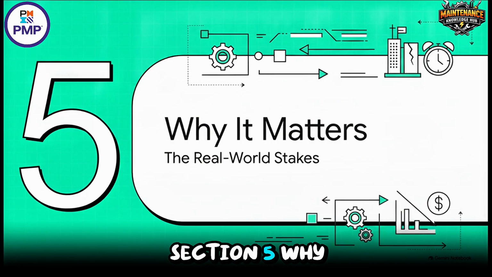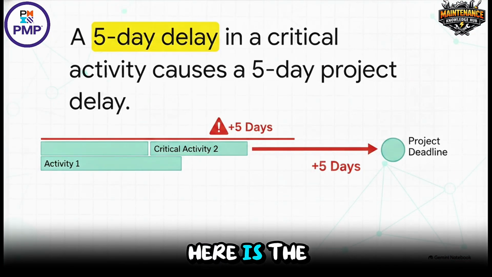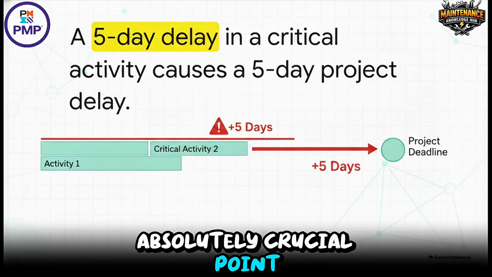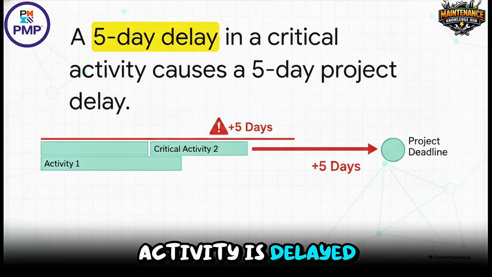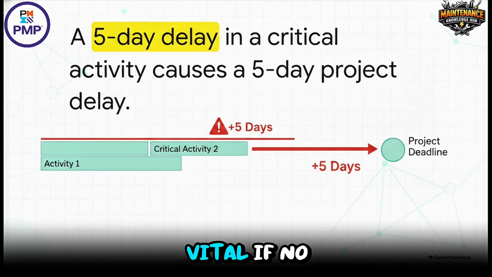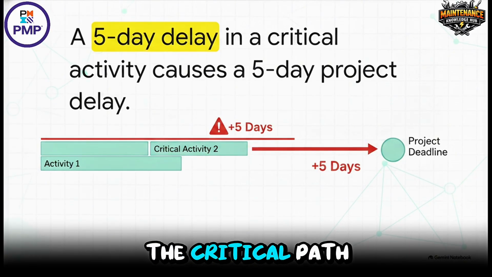Let's move to Section 5, Why Critical Path Matters, the Real-World Stakes. Here is the absolutely crucial point. If a critical activity is delayed by 5 days, and this is vital, if no recovery action is taken, the project is delayed by 5 days. You cannot hide a delay on the critical path.